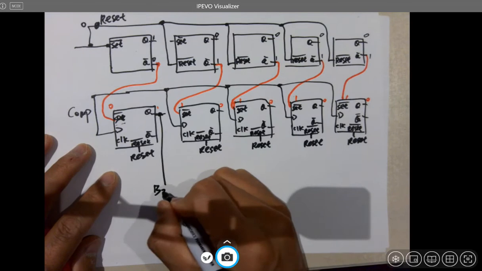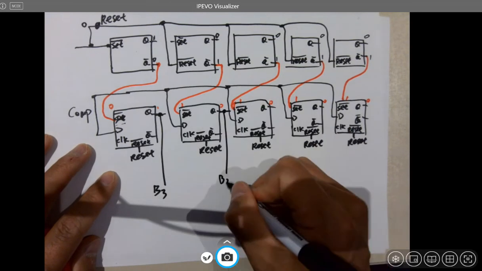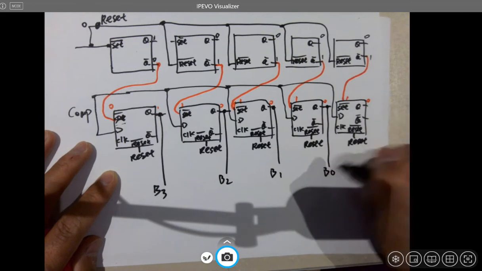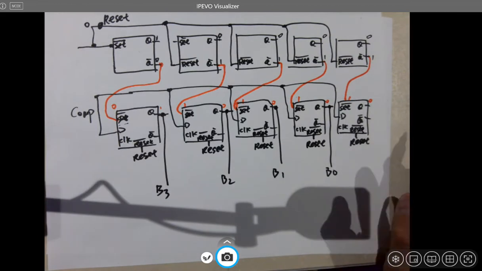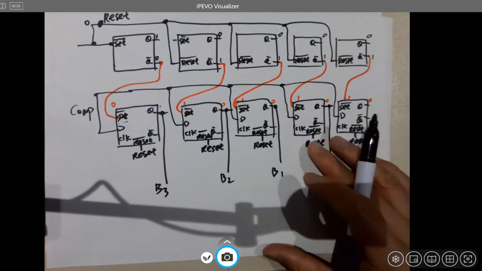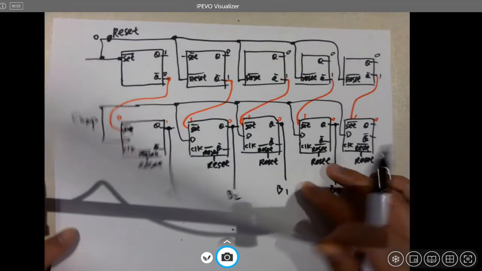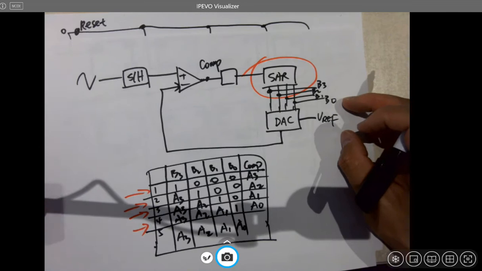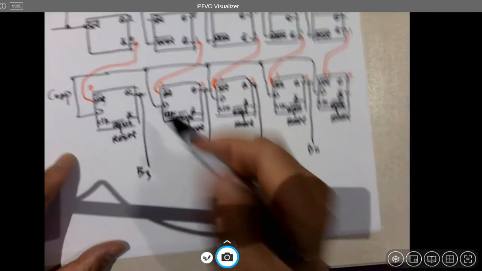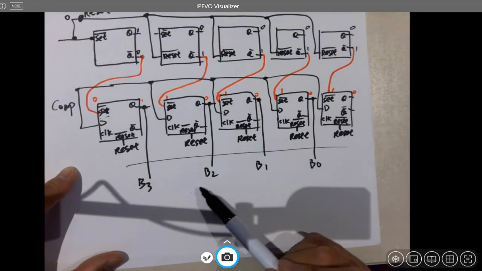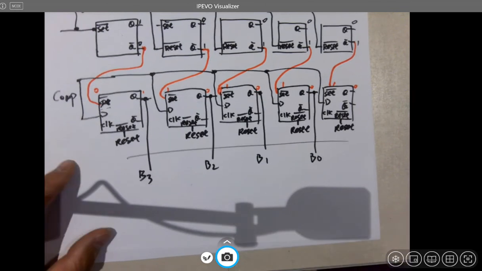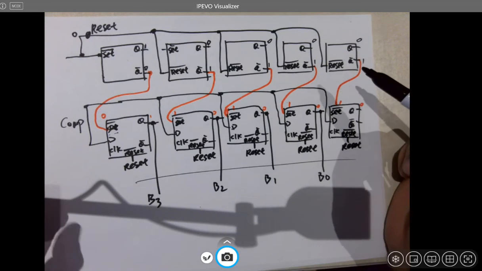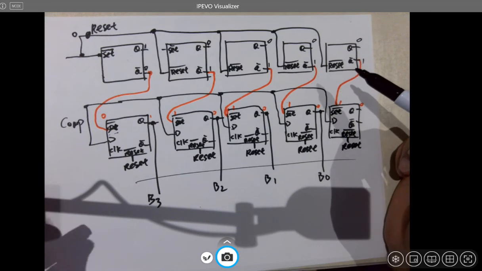That will be B3, that will be B2, B1, B0. If you make everything into a block, you're actually getting the start block from here, which is this guy. Let's put everything into a box. So these are the outputs feeding into the DAC, right? And now let's take a look at how this works. It's going to be on the homework for you to describe the operation of this one.